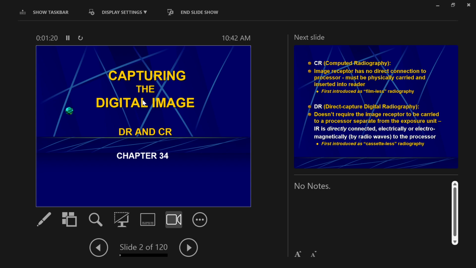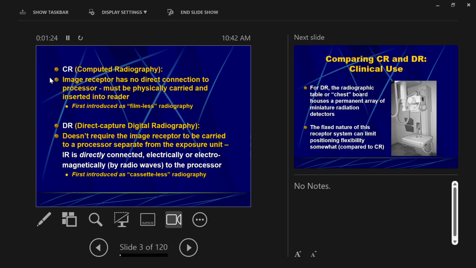So let's talk about capturing the digital image. Let's get some terms down. So CR. CR stands for computed radiography. To be clear, both of these, CR and DR, are considered digital radiography. So DR does not mean digital radiography. DR means something different. I'll get to that in a second. So it's all digital, okay? CR is one type of digital, standing for computerized or computed radiography.